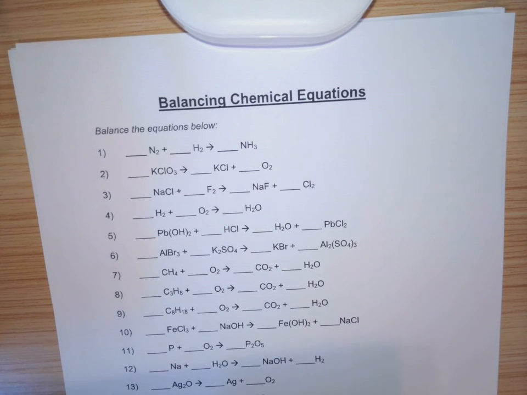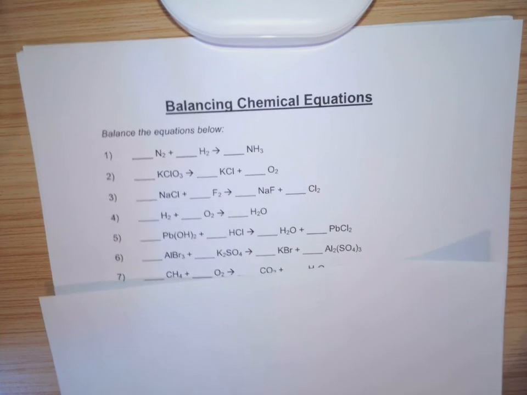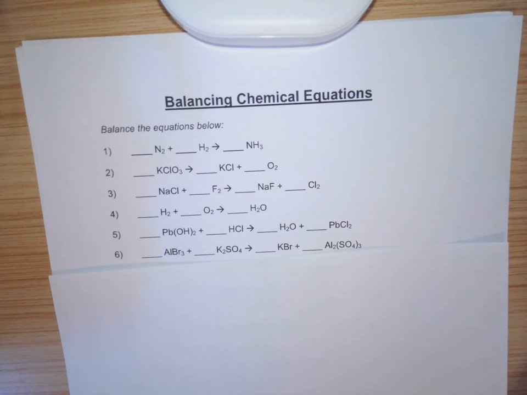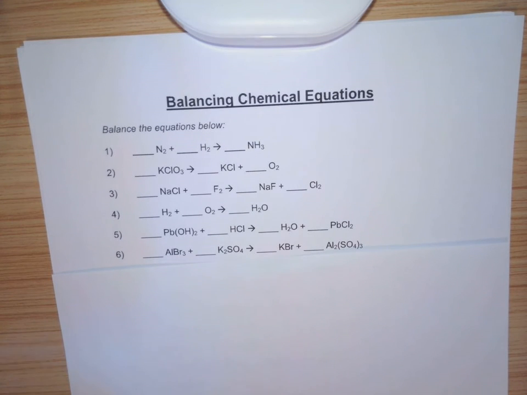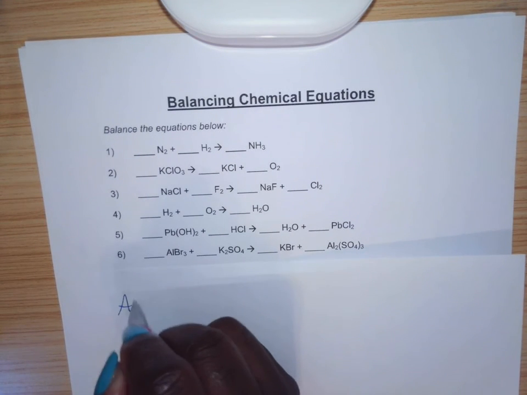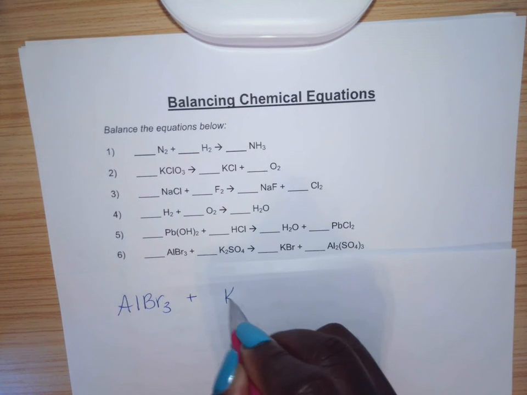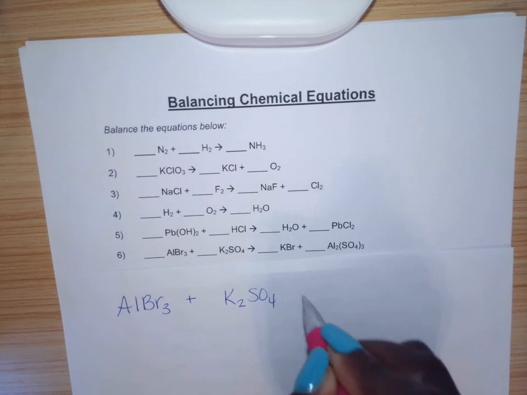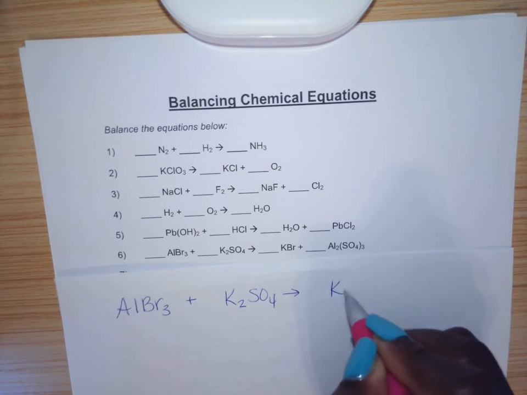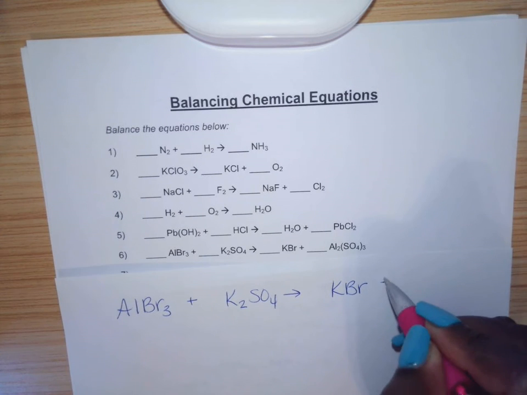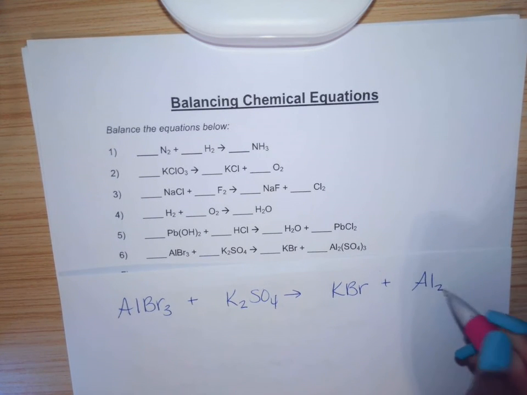Let's go down to, we'll just do number 6. Something that involves multiple atoms. So AlBr3, K2SO4, those are my reactants. They're reacting to form KBr, as well as aluminum sulfate.